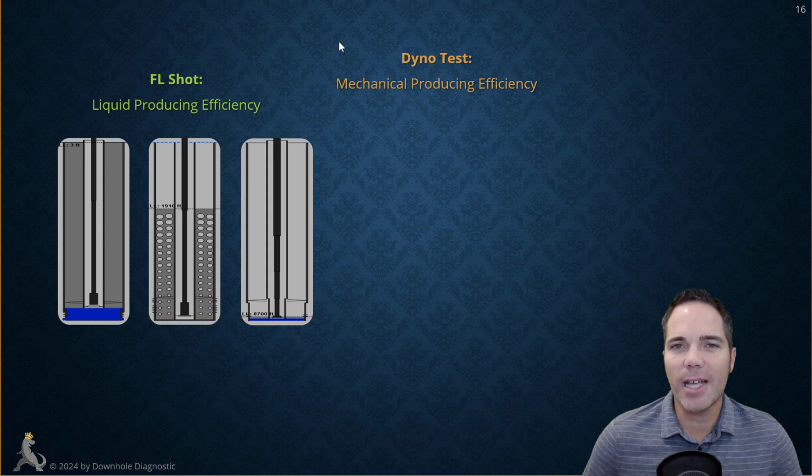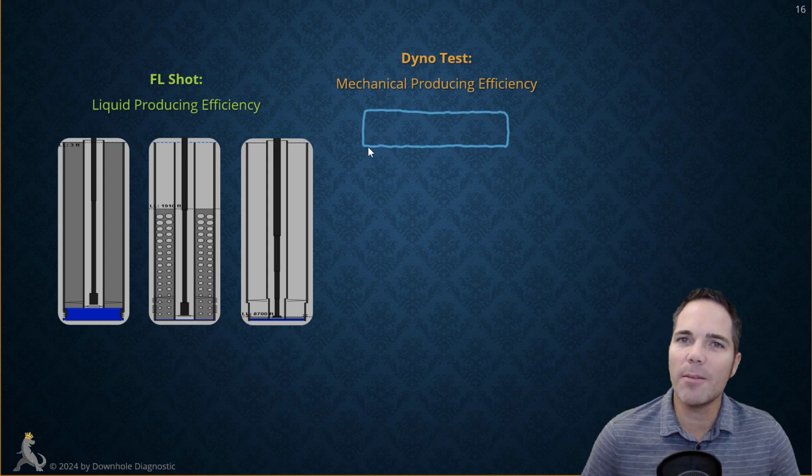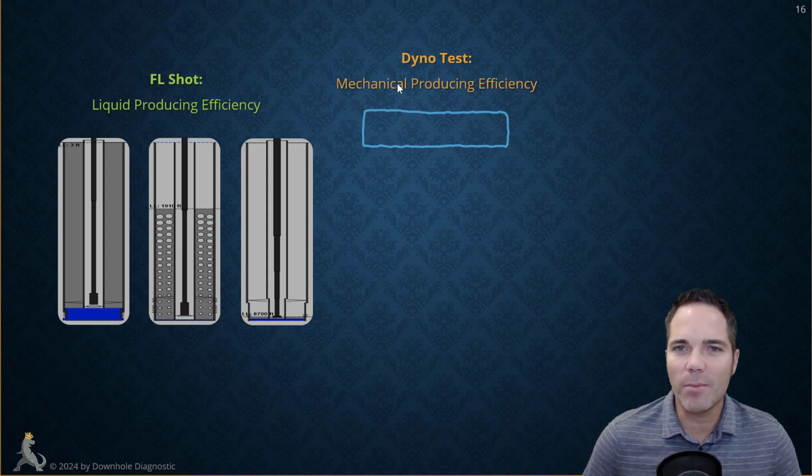Now, a dynamometer test measures the mechanical producing efficiency. And if you don't know anything about dynamometers, remember this is the ideal card. It is a rectangle, and it represents this. The plunger rapidly picks up the fluid load. It carries the fluid load to the top of the stroke. As the plunger transitions into the downstroke, it rapidly releases the fluid load, and then the plunger moves back to the bottom of the stroke. So this is the ideal card, and that represents 100% mechanical producing efficiency.